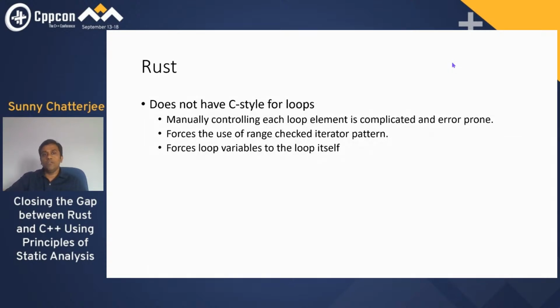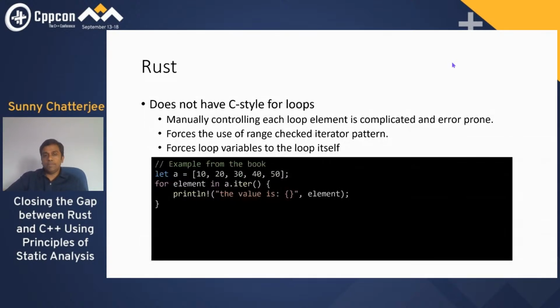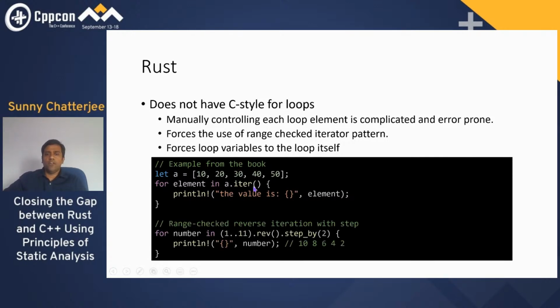So it's very similar to the range for loops in C++. Here's an example from the Rust book where you are going through the elements of this array, but the syntax is very, for those of you familiar with C++ range for loops, you can see that this is a simple C++ range for loop. Similarly, you can do more complex operations. You have a sequence from 1 to less than 11. You can reverse that sequence and step down by 2. And all of that can be done in a way where it is range checked.